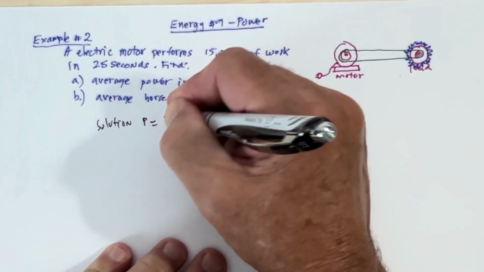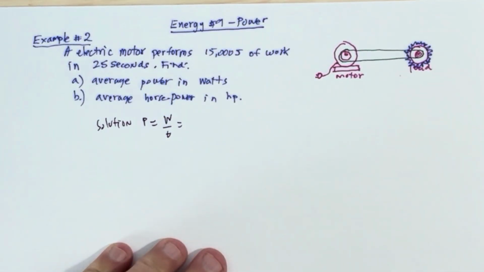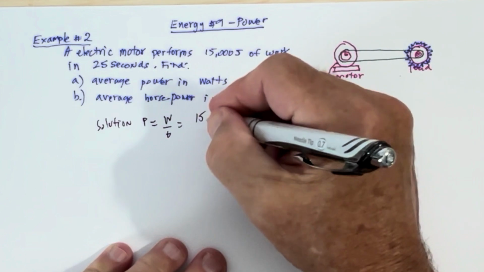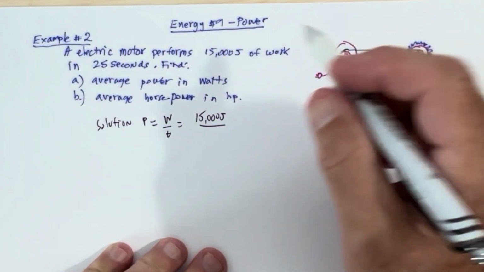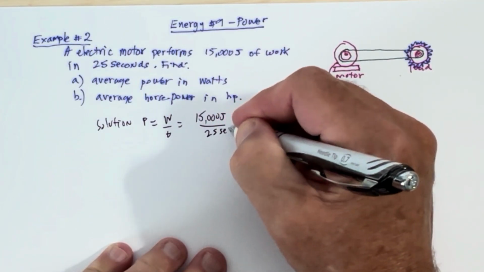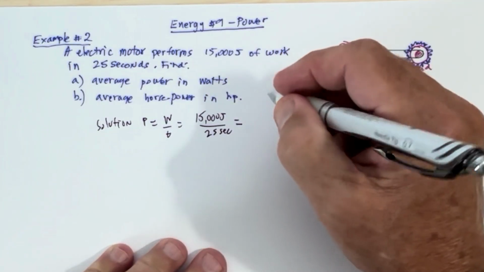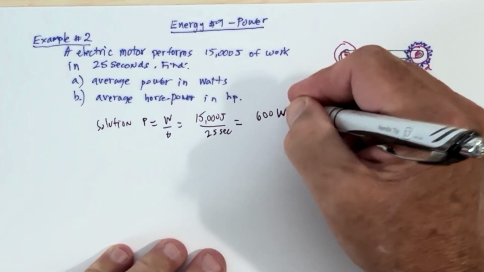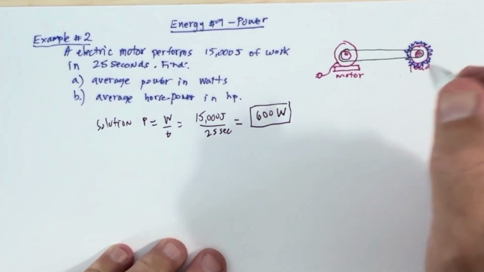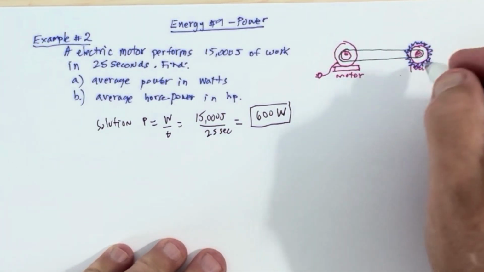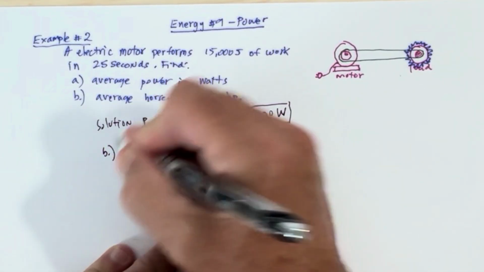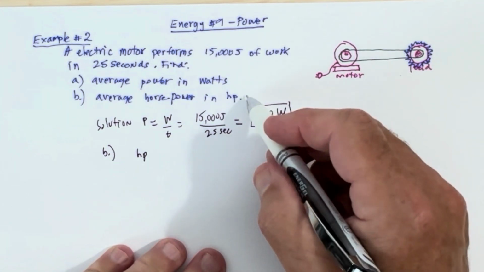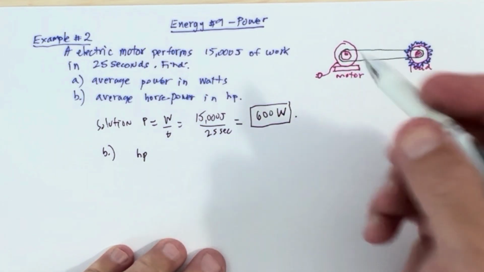So our solution now, power is equal to the work done divided by unit time. And they've already told us the work is 15,000 joules, and the time is going to be 25 seconds. That's how long it took us to cut the board. So that's going to be 600 watts of power that it took to run this motor for 25 seconds to do whatever work it was doing, maybe cutting a piece of wood. Now the horsepower, this is going to be part B. Here we did it in watts, that's part A. Part B, we want to know the average horsepower in HP.